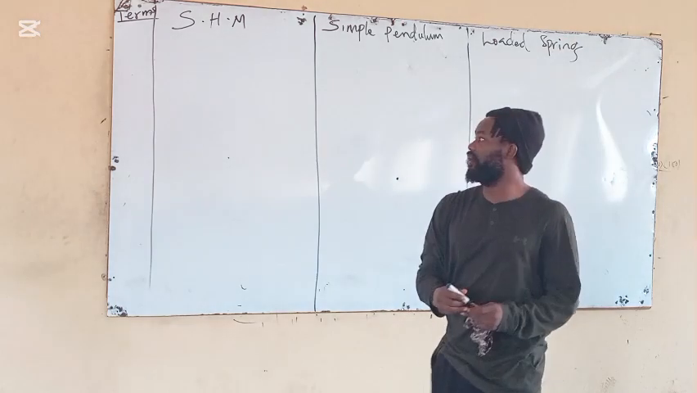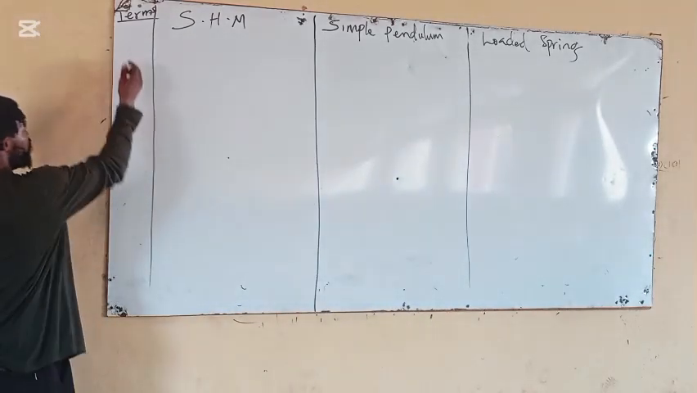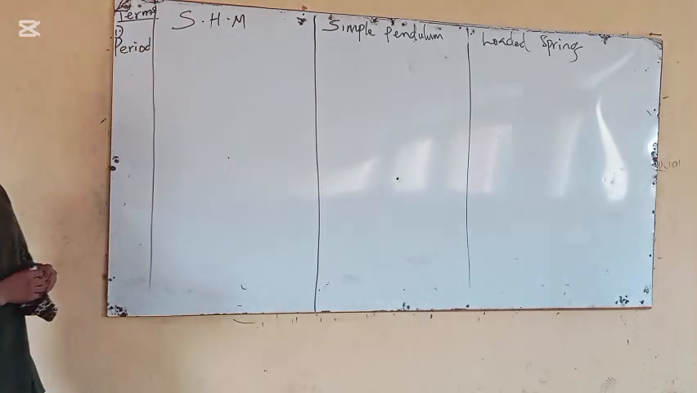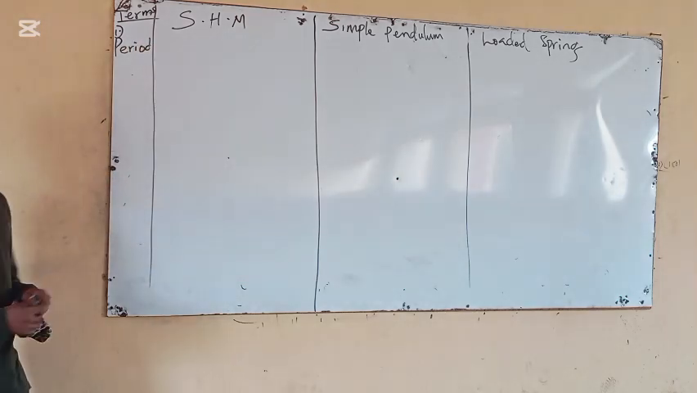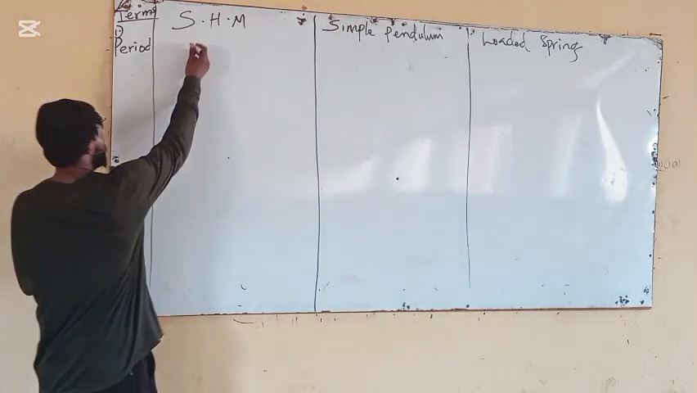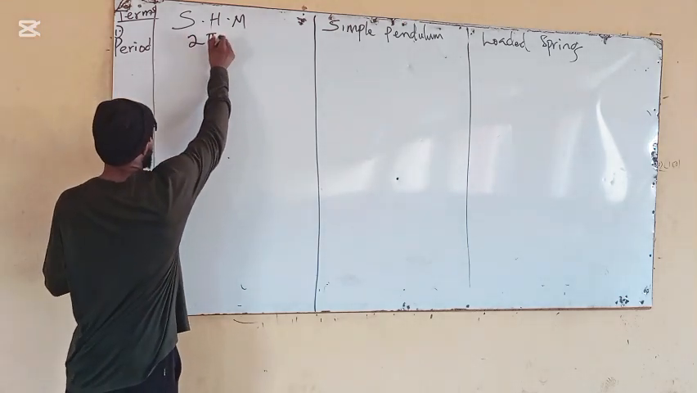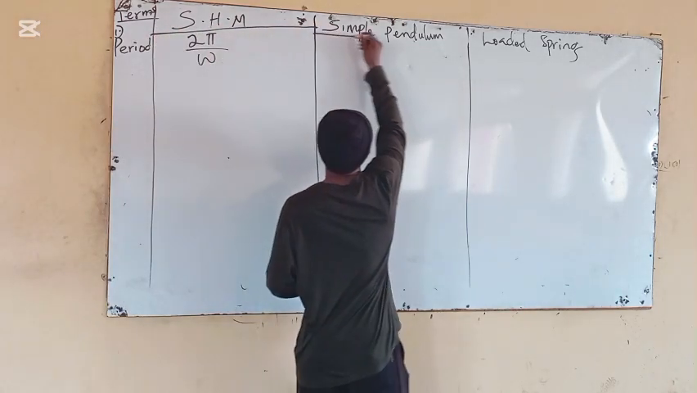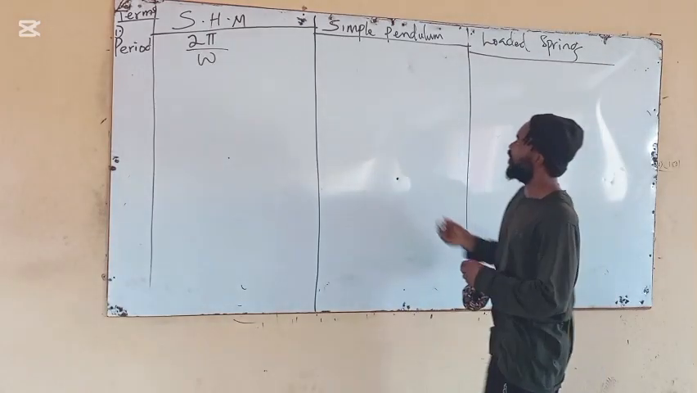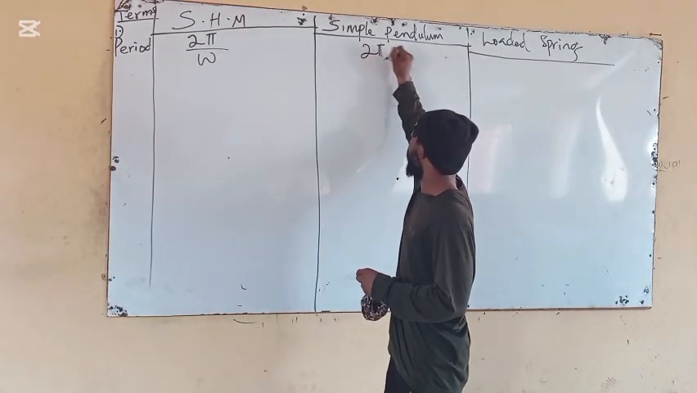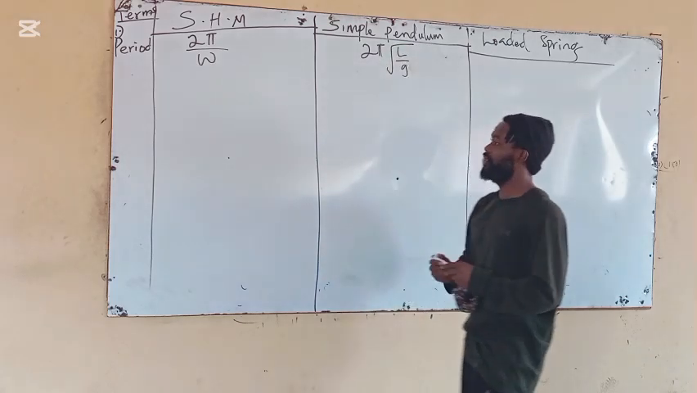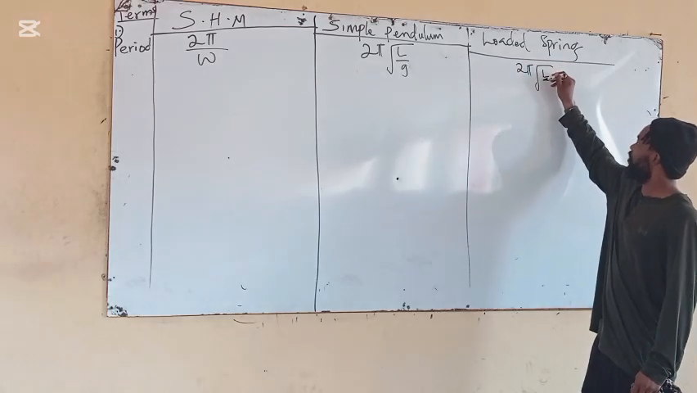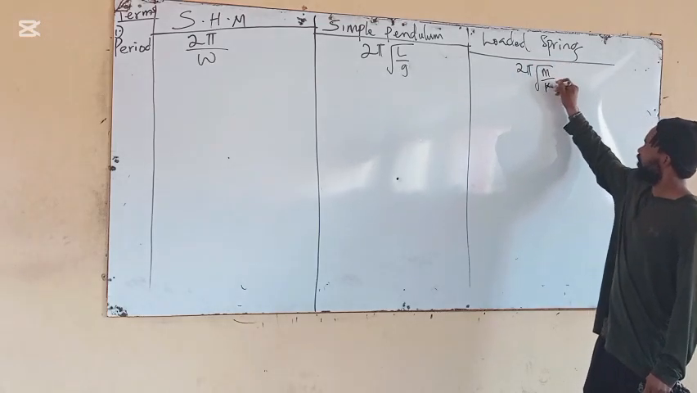So we'll be fast, it won't take long. So please, the first one is what we call period. And we know that period deals with time. So for a simple harmonic motion, the period is simply gotten from that equation, which is 2 pi over W. While for a simple pendulum, we have that the period is 2 pi root L over G. Then for a loaded spring, the period is 2 pi root M over K.